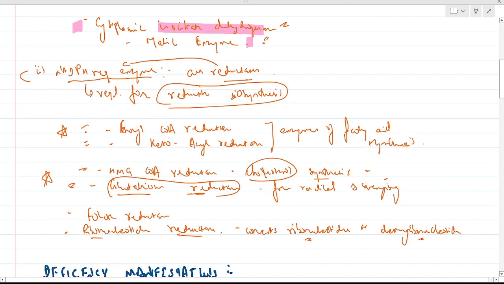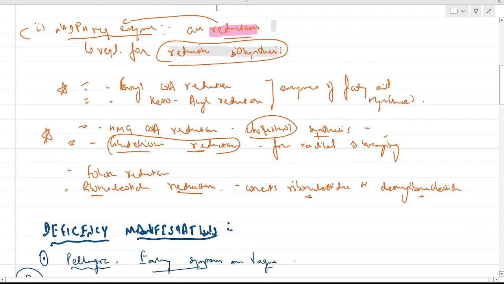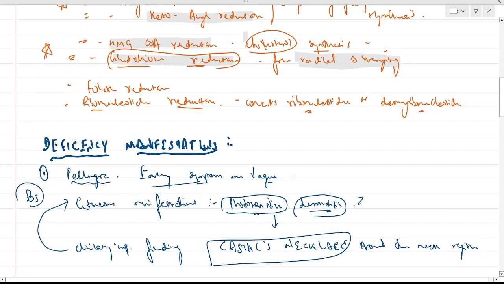Then we see the NADPH requiring enzymes. Very easy to remember that all the reductase enzymes, all the NADPH requiring enzymes, are required for the reductive biosynthesis. So the reductase enzymes are the enoyl CoA reductase, keto-acyl reductase, HMG-CoA reductase. It's a rate limiting enzyme of the cholesterol synthesis. Glutathione reductase, it's a free radical scavenging enzyme. It's a very important enzyme we are going to discuss in further lectures. Then there is folate reductase and ribonucleotide reductase.